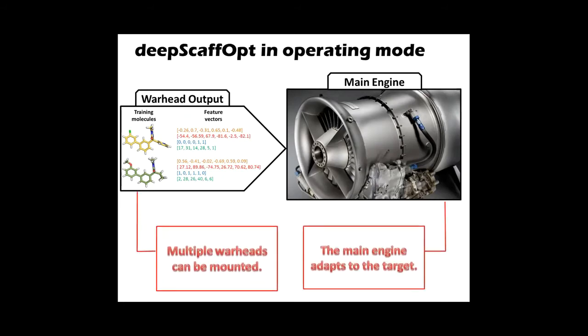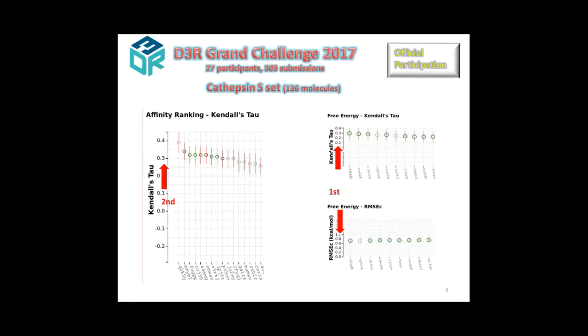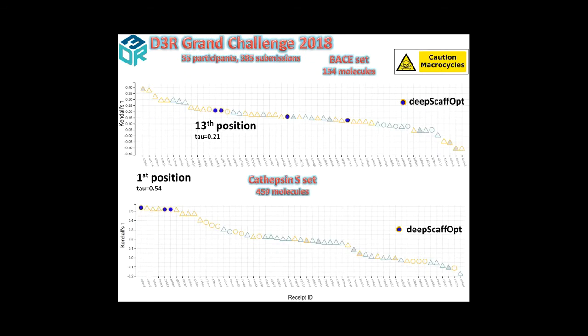The warhead takes as input the 2D chemical structure and converts it into a bit vector, a vector form. We call it a feature vector. Here I indicate with different colors the output of alternative warheads, because multiple warheads can be mounted for optimum performance. Then these vectors are the input that goes to the main engine, which adapts itself to the target, so it becomes target specific. Once you have the adapted engine, you can feed in the chemical structures of new molecules and get binding affinities. This is a very simplistic representation of what happens.